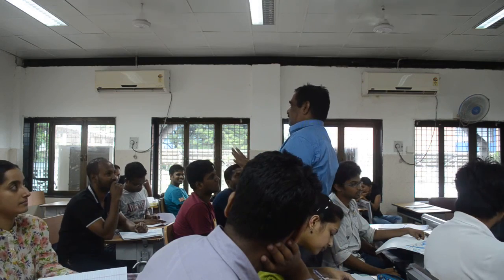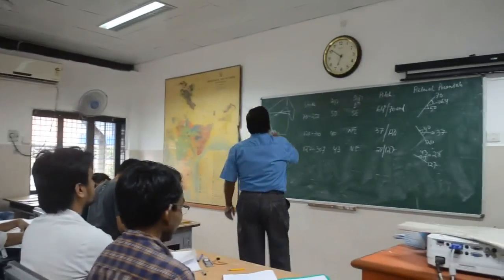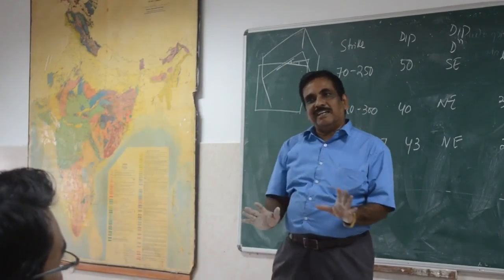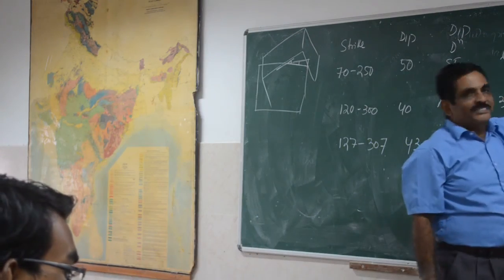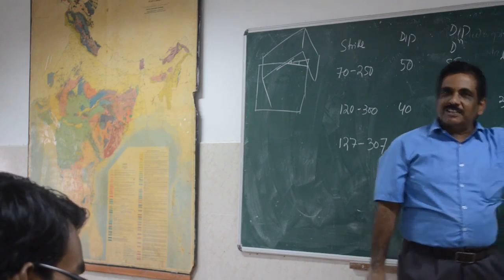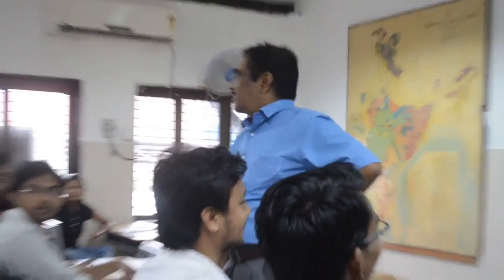You understand? Then this will not be uniform. Understood, right? Clear? So now, how to do it? This can be done very easily in a stereonet. Stereonet can be done very easily. So you have to convert these lines into plunge. Understood? Our base is not clear. Did you understand? Okay.